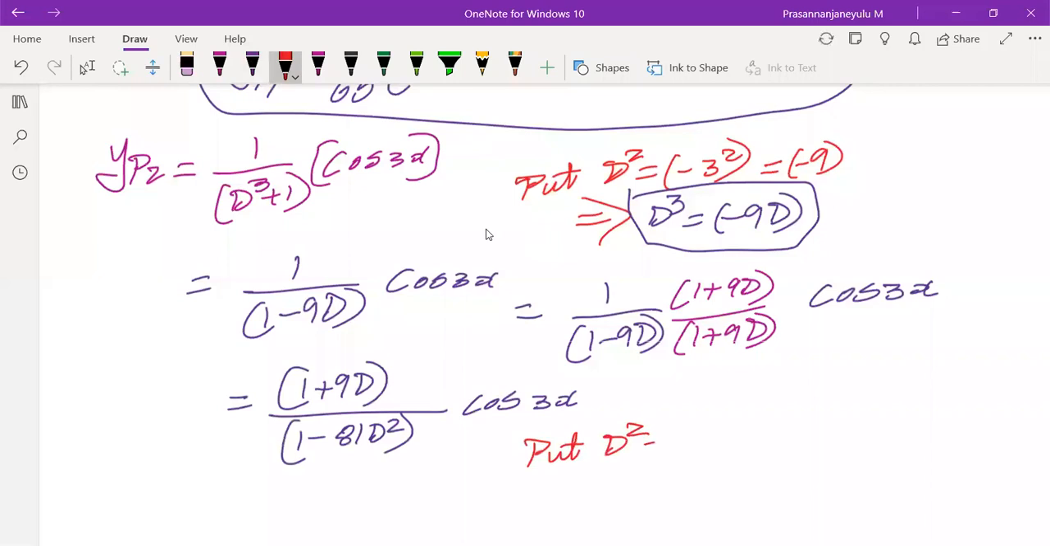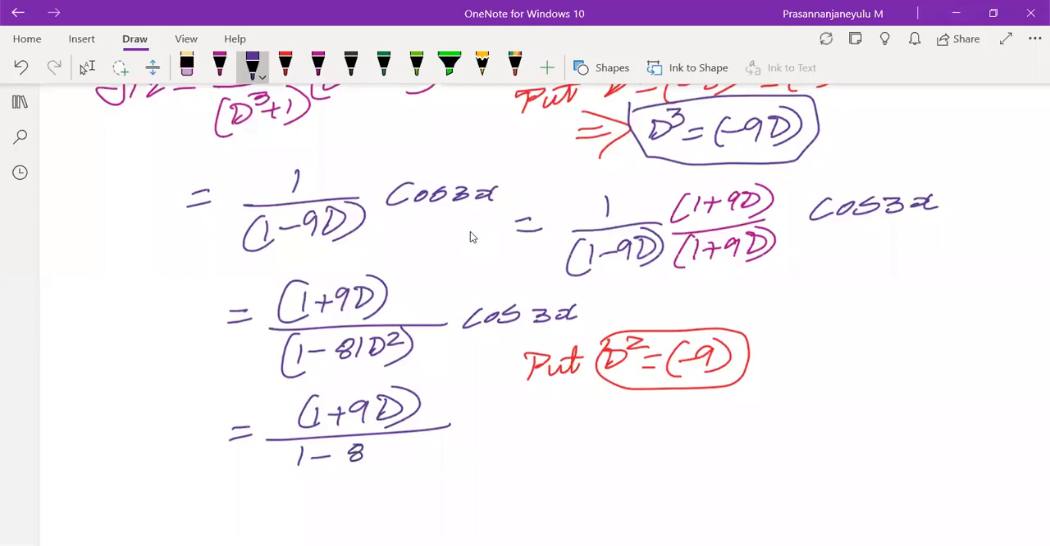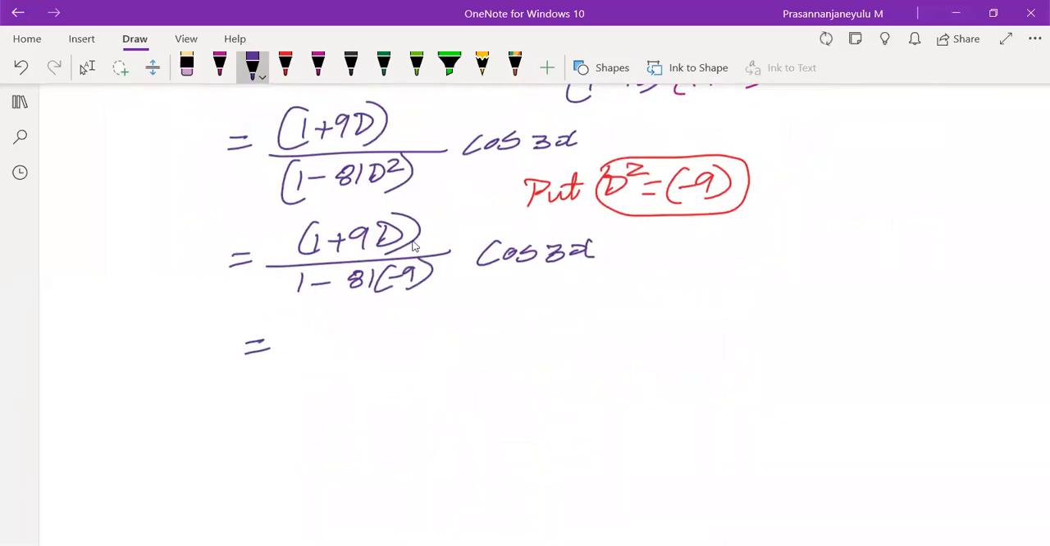d square equals minus 3 square, which is nothing but minus 9. So we have to substitute it in the denominator. Then we get 1 plus 9d as the numerator, and the denominator is 1 minus 81 into minus 9, of cos 3x. If I do the direct step here, what are we going to get? 81 nines are 729. So 1 by, minus into minus is plus, 729 plus 1, 730. Multiplying both terms in the numerator, 1 plus 9d with cos 3x, the first term will be cos 3x plus 9 into d.